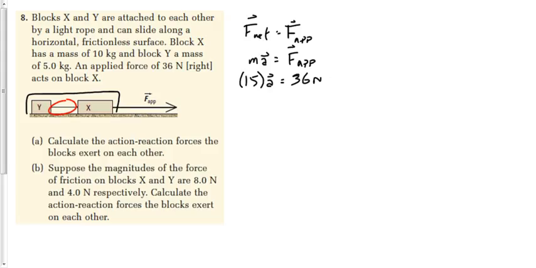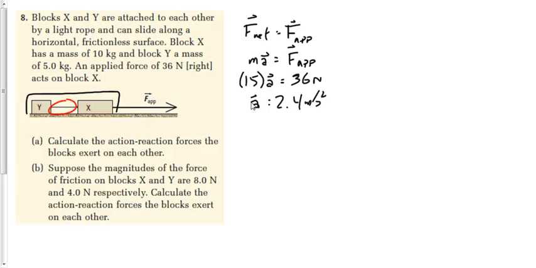36 divided by 15 is 2.4. A is 2.4 meters per second squared. All right, there's the acceleration. Now we got to analyze one object or the other and use the acceleration that we just found to find the tension between the two, or the internal force between the two, or as they call it here, the action-reaction force between the two.